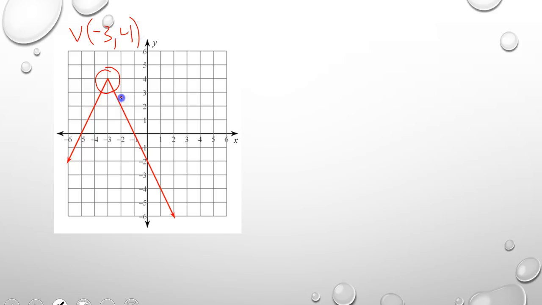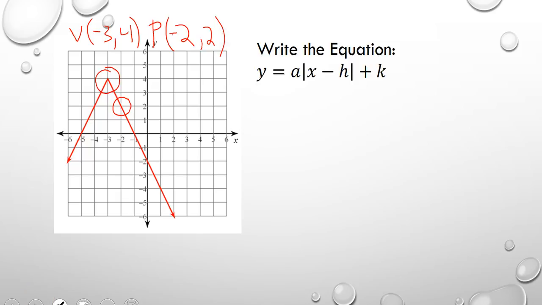And then we'll use a point. I'll use this point right here. So I'm going to use P for point, and that's at -2, 2. Okay. So when we want to figure out the actual equation for the absolute value function, we're going to use y equals a times the absolute value of x minus h plus k, and we're going to solve this equation for the variable a.